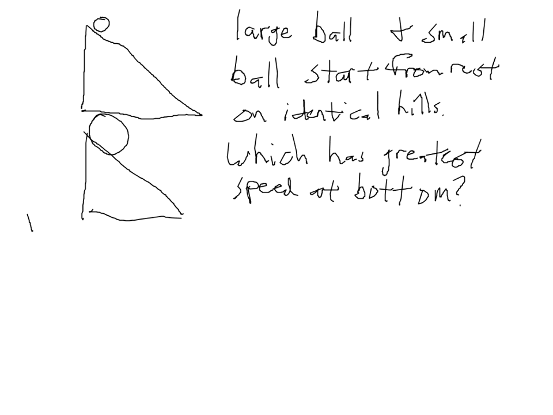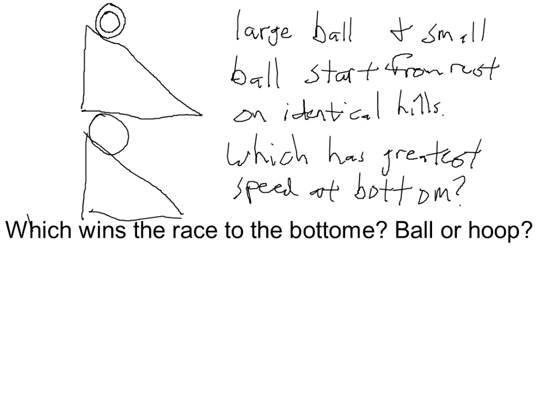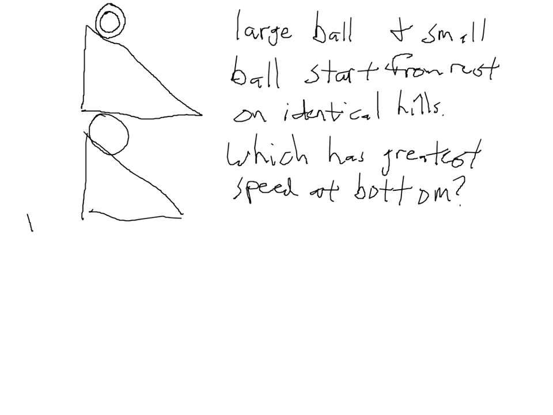Let's see what would happen if we replace one of the balls with a hoop. Instead of a ball, it will be a hollow cylinder or a hoop. Now, which one is going to be going the fastest when they get to the bottom? Now, you may actually need to look up the moment of inertia here. So stop, look up the moment of inertia of those things on the internet or in your textbook. Think about what you think the correct answer is. When you're ready, I will tell you.